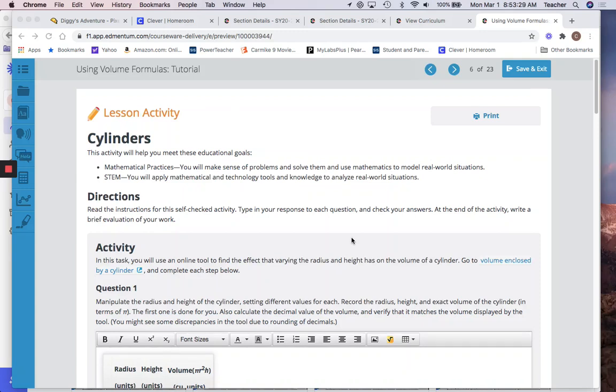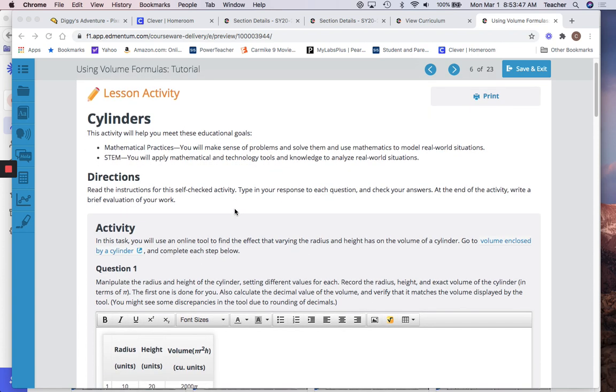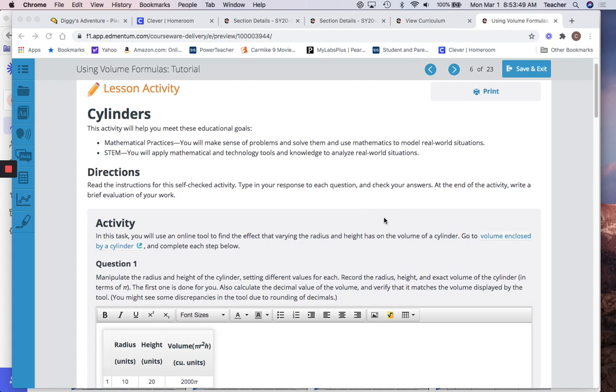All right, everybody. So we are in the next lesson using volume formulas. I'm on slide 6, which is on cylinders. And of course, there is a volume formula for cylinders, which the ACT is not going to give you, so you're probably going to have to memorize it. All right, so let's see here. We got here volume of enclosed cylinders.